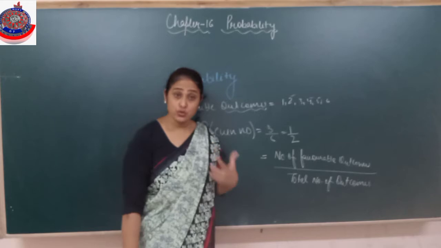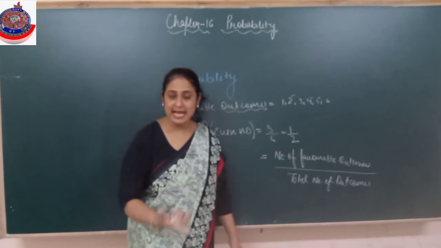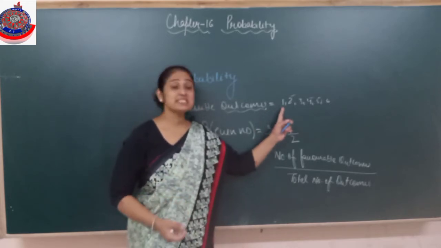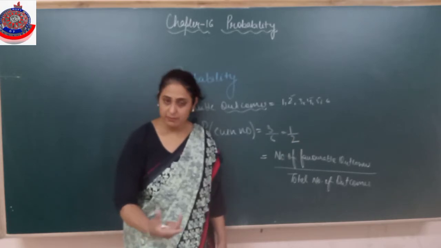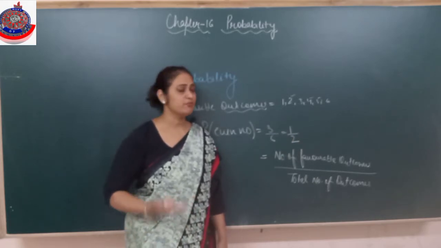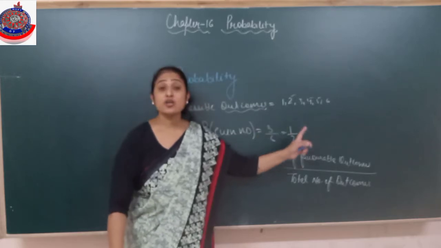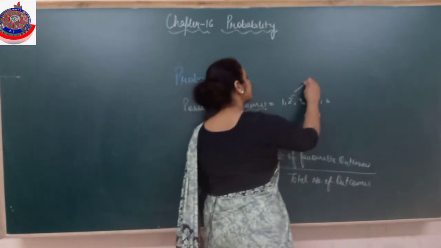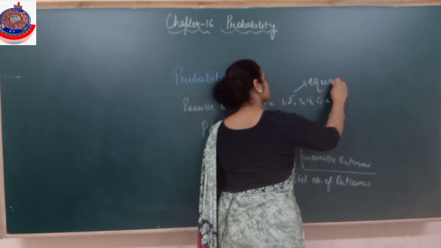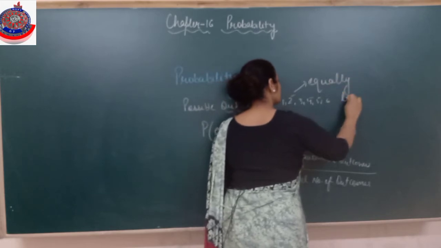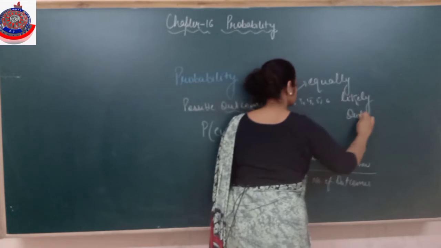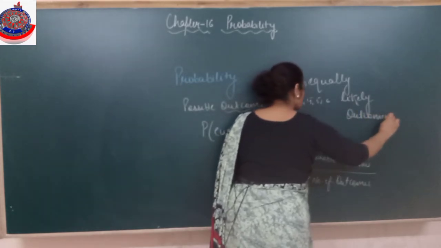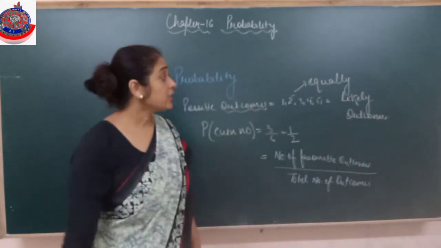In this way, assume when I am throwing a dice, every number has equal chances of occurrence. Like 1 has the same chances, 1 can come, 2 can come, 3 can come, 4, 5, 6. So these are called equally likely outcomes. Is it clear? Equally likely outcomes.